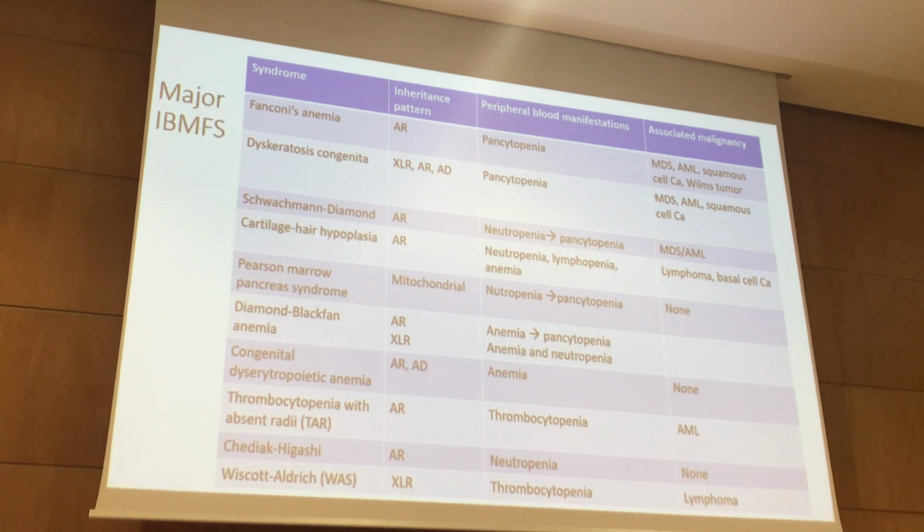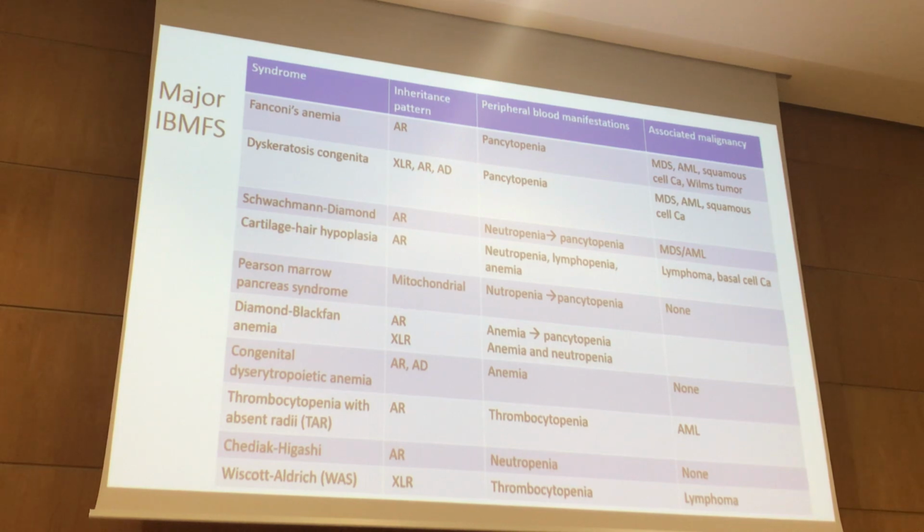You can see most of them are inherited in autosomal recessive mode, but there are some inherited as X-linked or autosomal dominant. Most of them are associated with pancytopenia, but some of them may start with neutropenia. For example, in Shwachman-Diamond syndrome, the presenting sign may be neutropenia. It is the most striking feature, but with time it may proceed to pancytopenia.